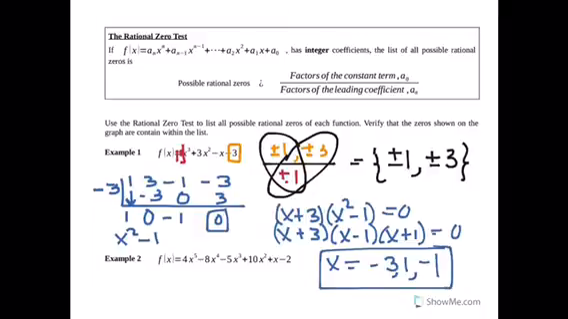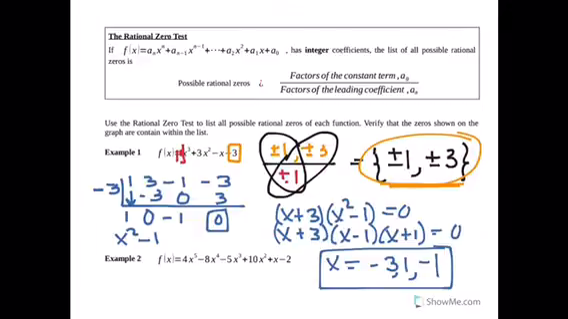So from this list, you can see that positive 3 was in this list and not an actual zero. Remember that this list only represents things that might be zeros, and then that's the list we use to start testing them using synthetic division.